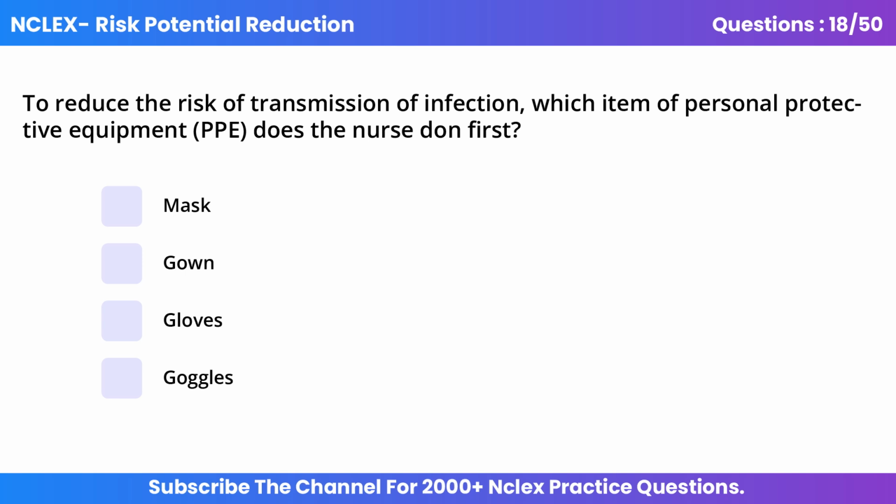Question 18. To reduce the risk of transmission of infection, which item of personal protective equipment, PPE, does the nurse don first? B. Gown.